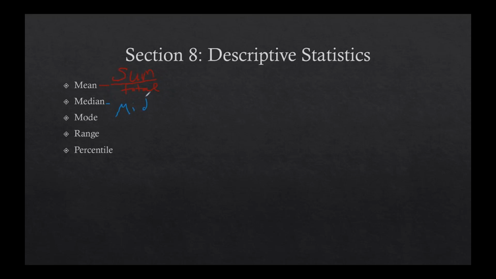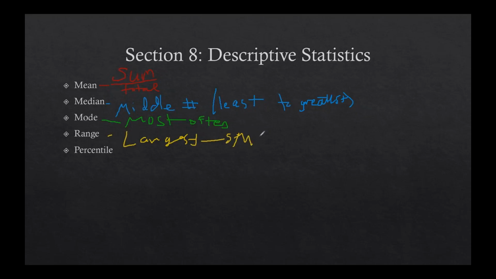The median, in case you have forgotten, is the middle number, and that's if they are in order least to greatest. So you've got to put them in order first if they're not already there. So least to greatest. Then we get to the mode, which simply means most often. So most has an O in it, mode has an O in it, median has a D, middle has a D. The range is the largest number minus the smallest number. So it's the difference between the biggest and the smallest.